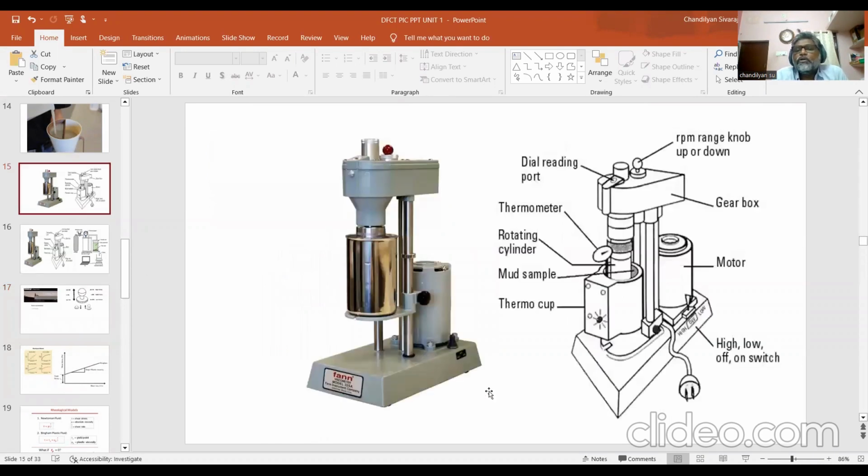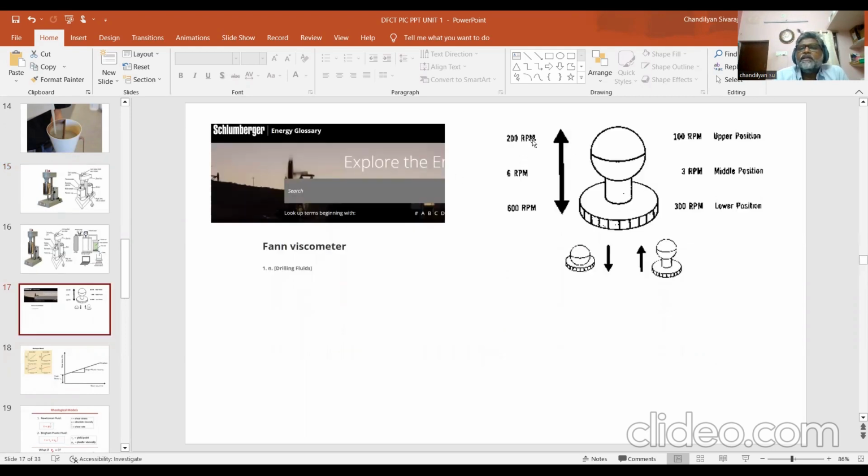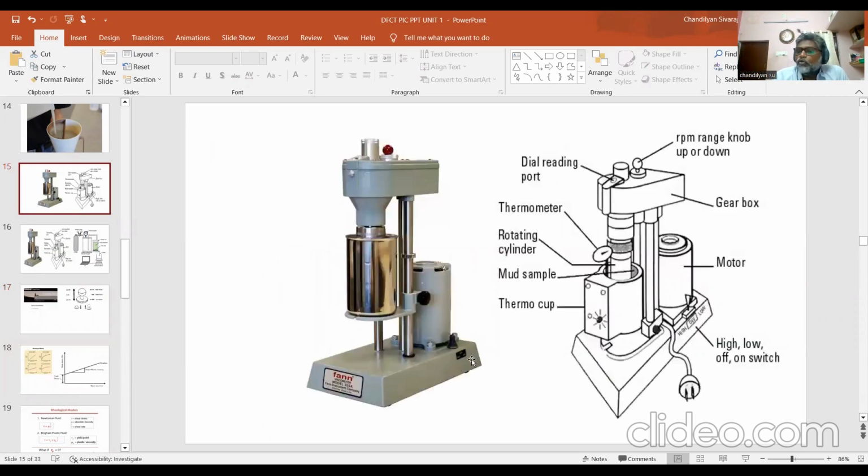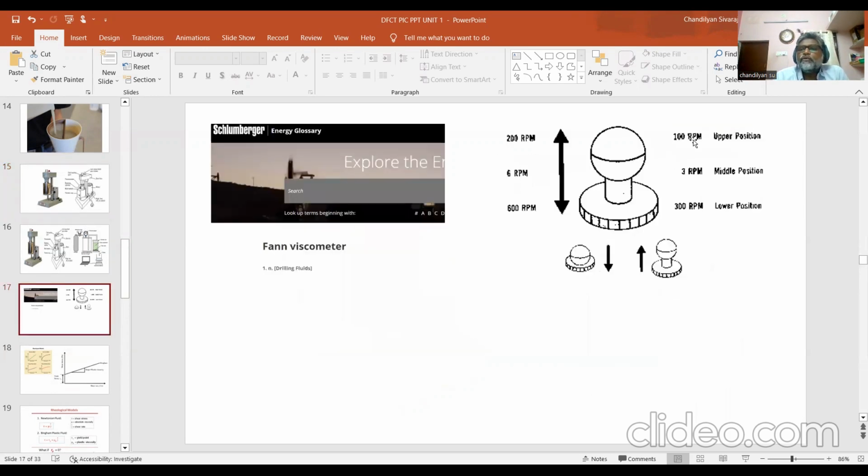There is a knob at the bottom. If you keep it at high, you can take bigger RPM shear rate readings. If you keep it at low, this side, the push button will be at the center. You push it to high to take 3 readings of RPM, and you push it to low, you'll be able to take 3 readings of RPM. What are those 3 readings for low? 100, 3, and 300 RPM.